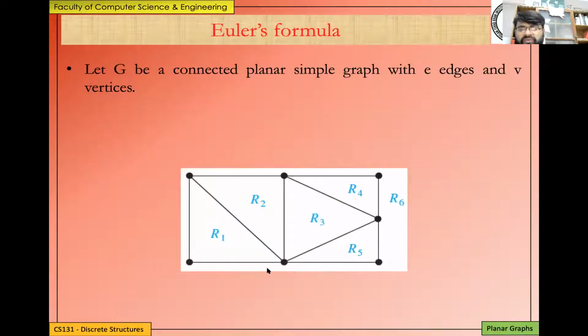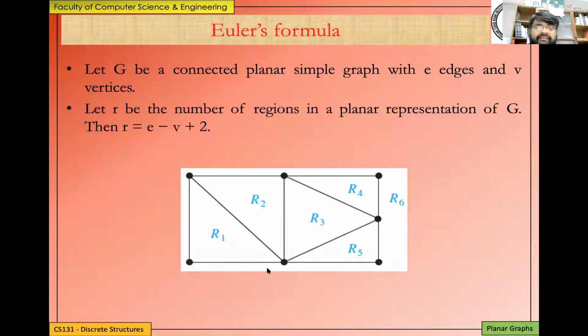Now, what is the Euler formula that I talked about earlier? The Euler formula is simple. Let G be a simple graph that is connected and planar with E edges and V vertices. Let R be the number of regions in a planar representation of G. Then R, the number of regions in a planar graph, is always equal to the number of edges minus the number of vertices plus 2.